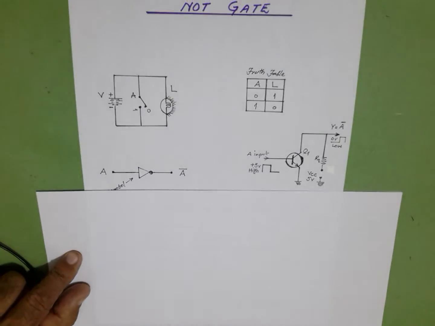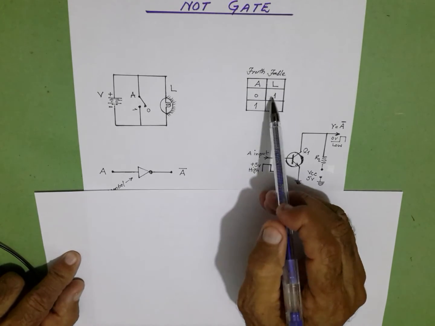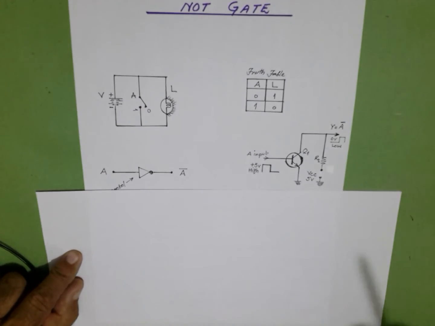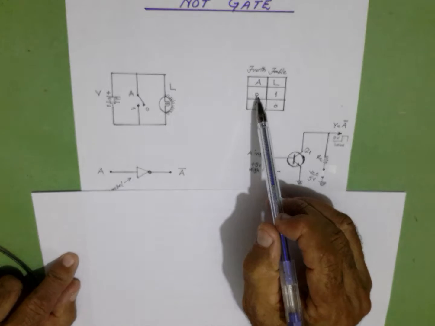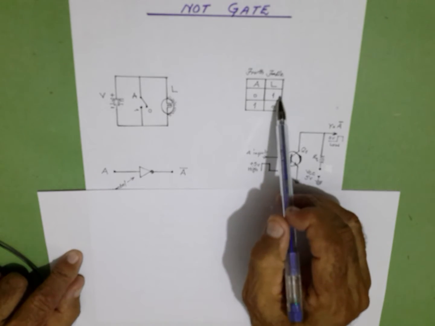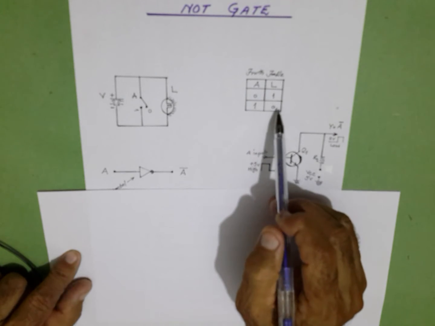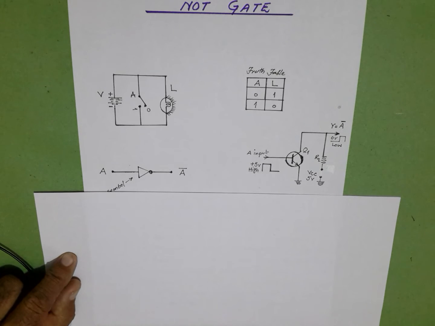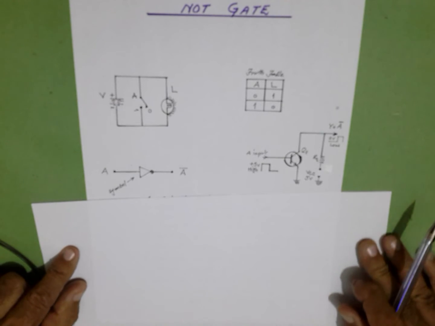This is the NOT gate with a single input and a single output, but the output is complemented, or the output is opposite. When the input is logic 0, the output is logic 1, and if we give logic 1, the output is logic 0. The input is complemented, or there is negation in the output.